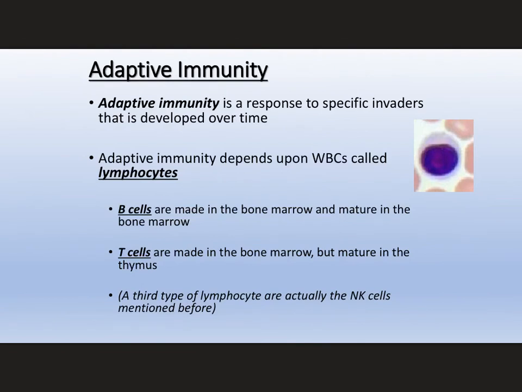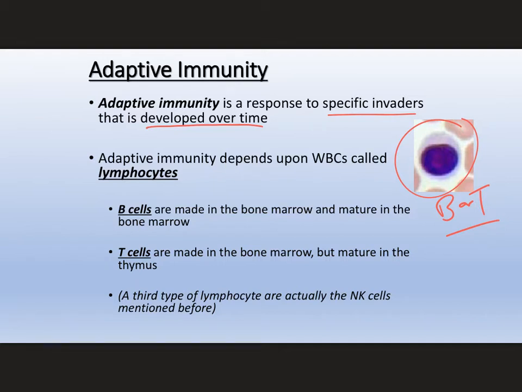Okay, now to the slightly more complicated side, which is your adaptive immunity. This is the part of your immune system that develops over time, and it develops against specific invaders. Adaptive immunity is all the responsibility of your lymphocytes, which are your B cells or your T cells. Both of these are made in the bone marrow. B cells will fully mature there, while T cells go to a little tiny organ called your thymus, where they will fully develop.